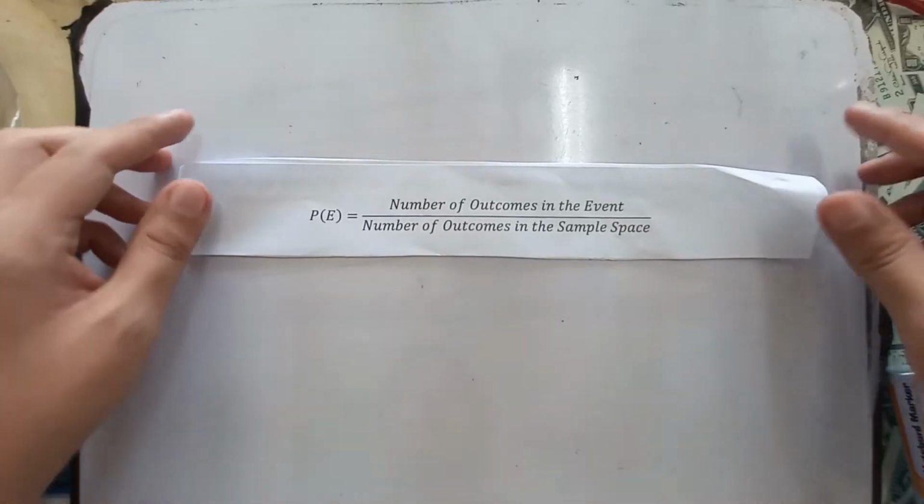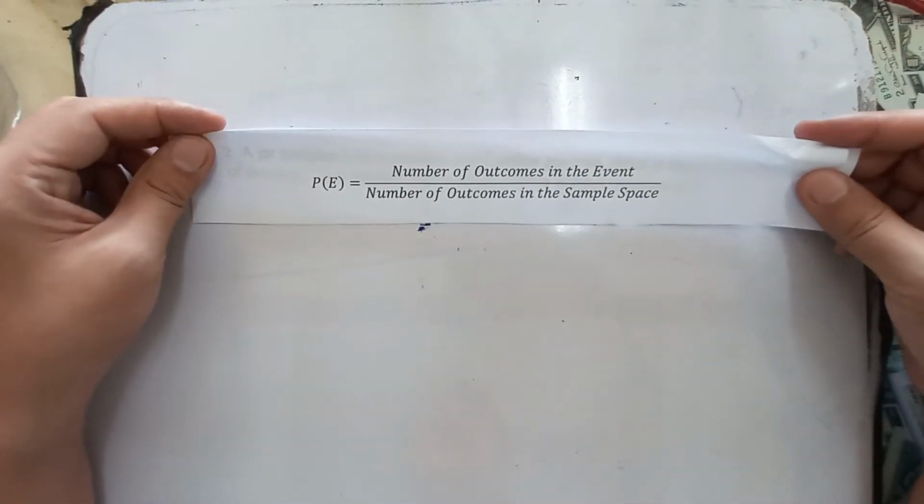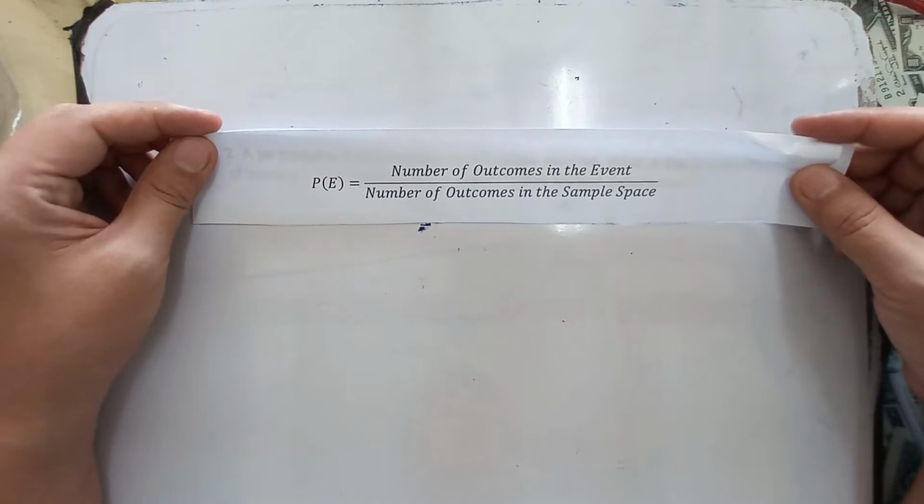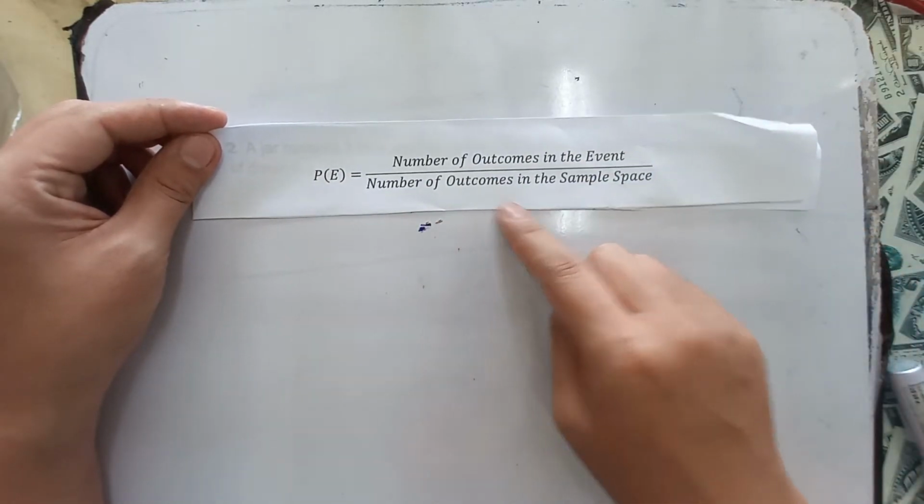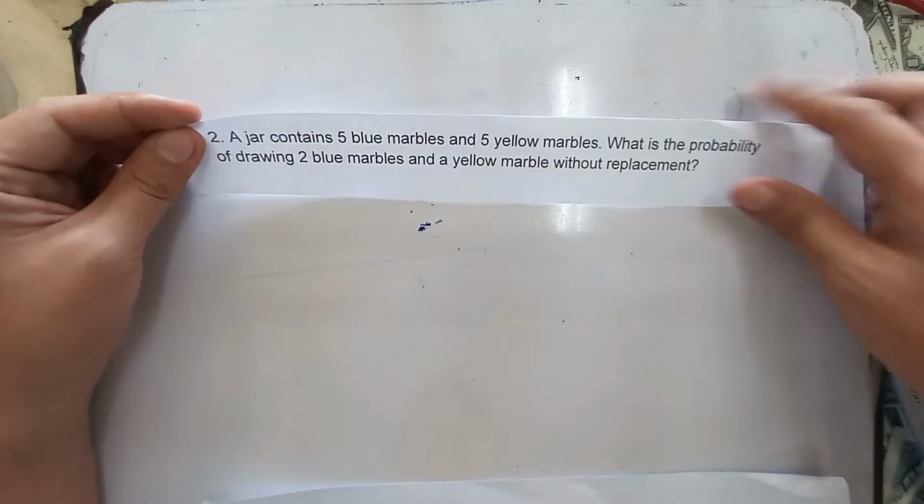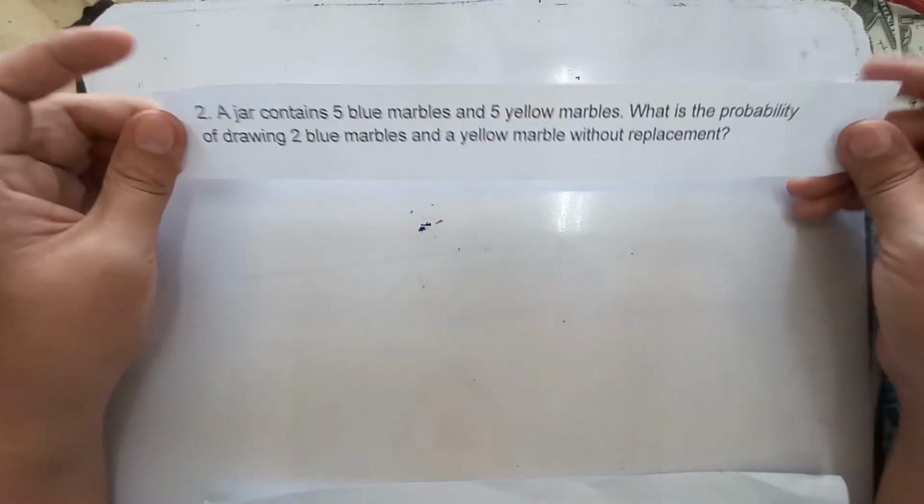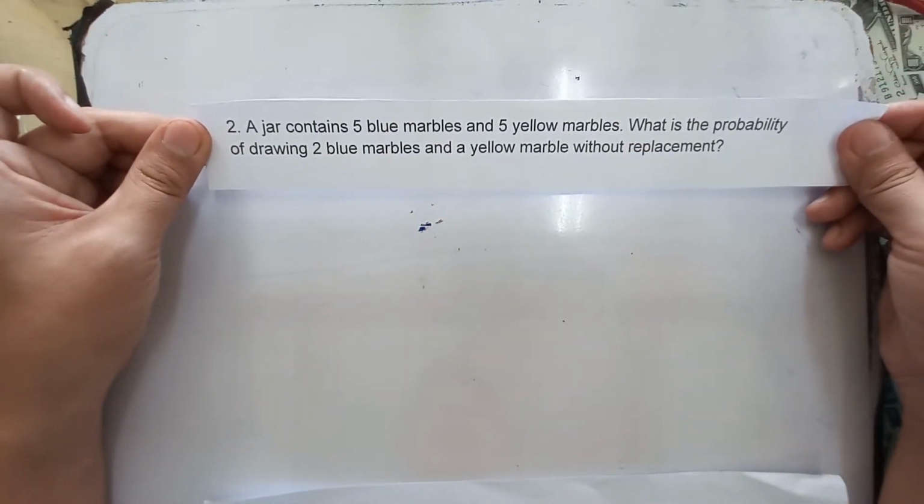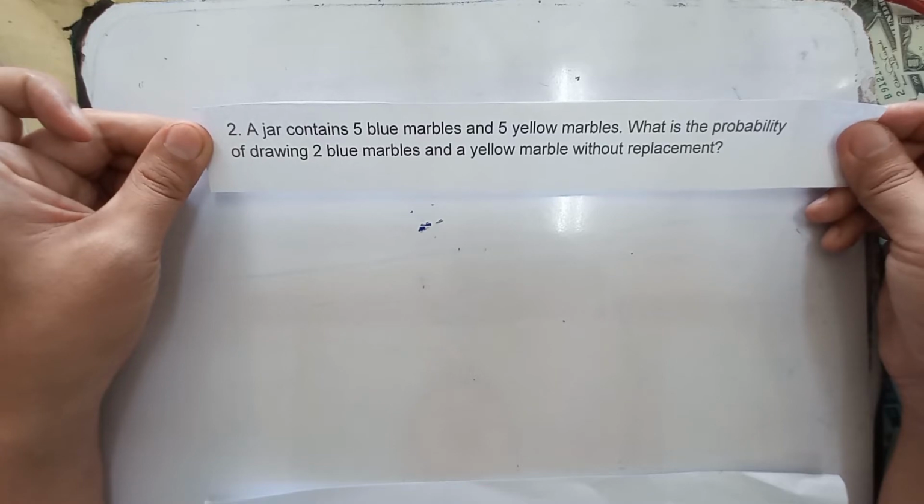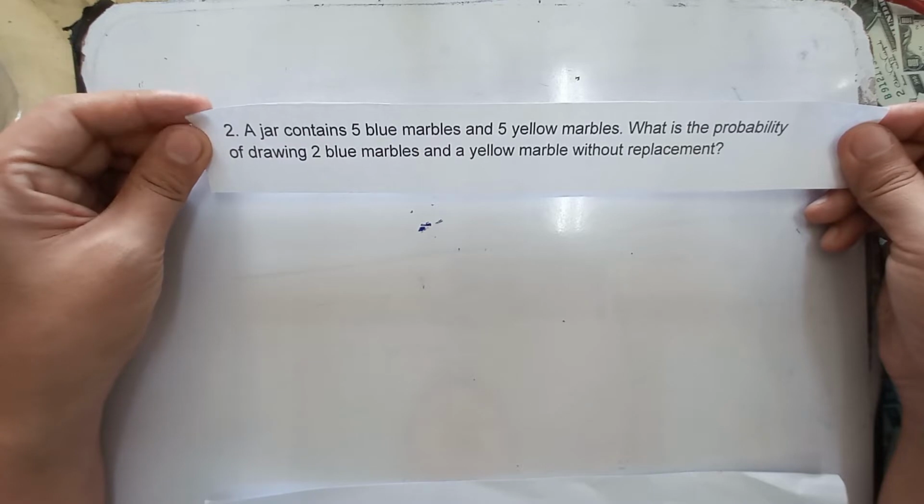Let's have another example for probability of an event is equal to the number of outcomes in the event all over the number of outcomes in the sample space. Let's have here an example. A jar contains 5 blue marbles and 5 yellow marbles. So what is the probability of drawing 2 blue marbles and a yellow marble without replacement?